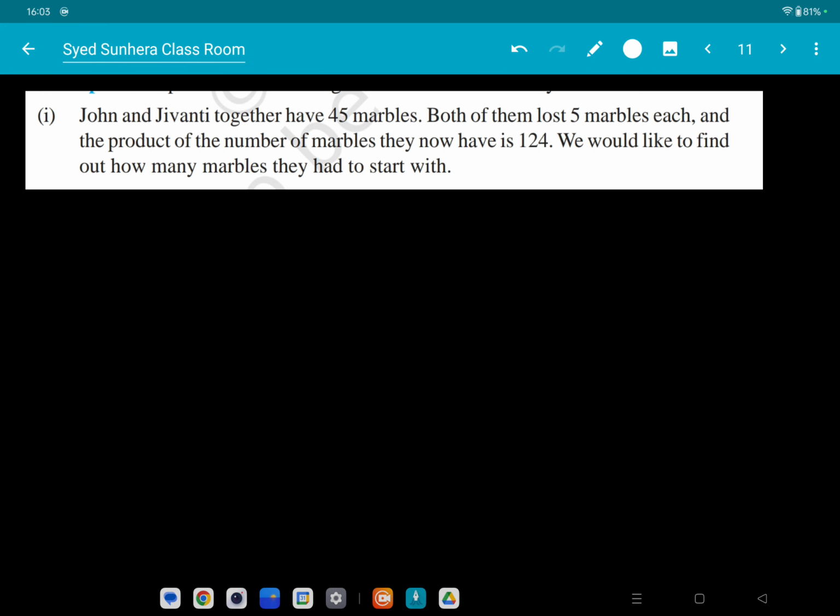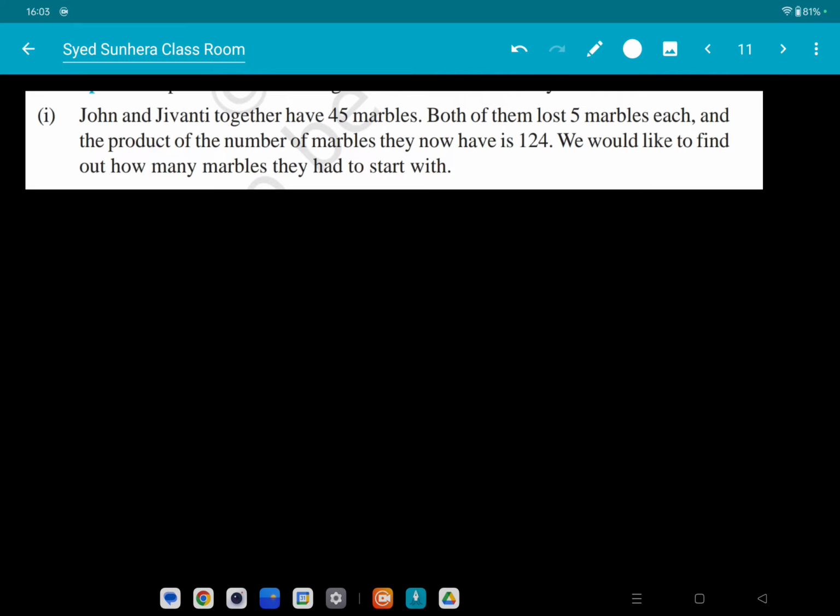We will see. Here the question is, John and Jeevanti together have 45 marbles. So here two friends have 45 marbles. Both of them lost 5 marbles each. So they lost 5 marbles from each. And the product of the number of marbles they now have is 124. So the product is 124. We need to find the equation, how we can make this problem into one equation.